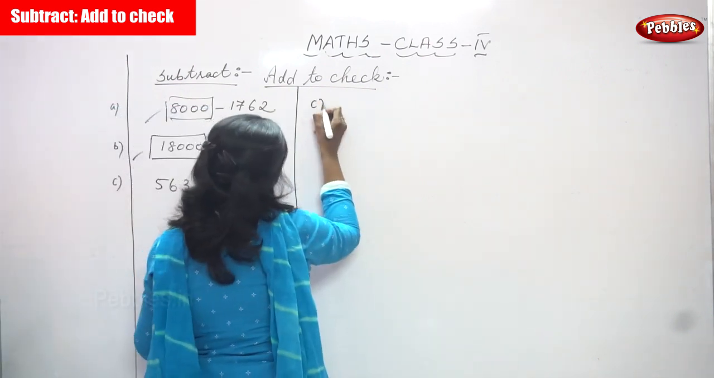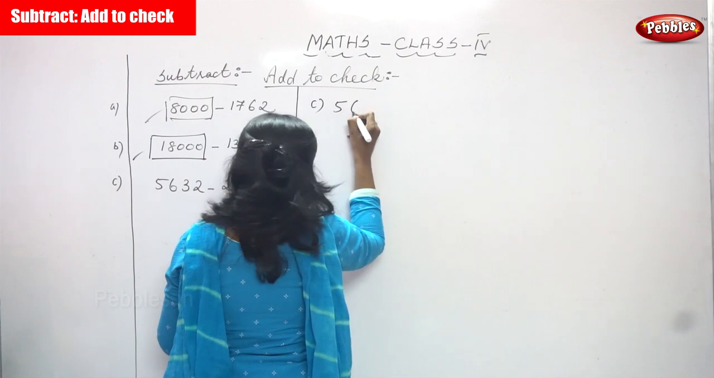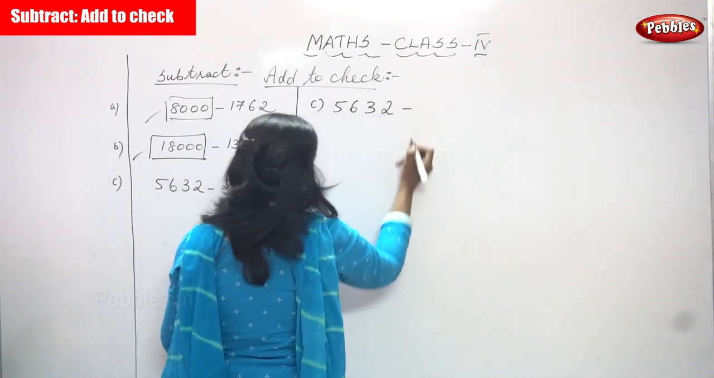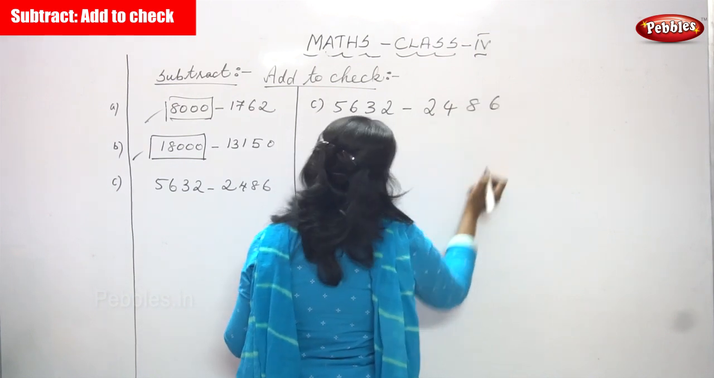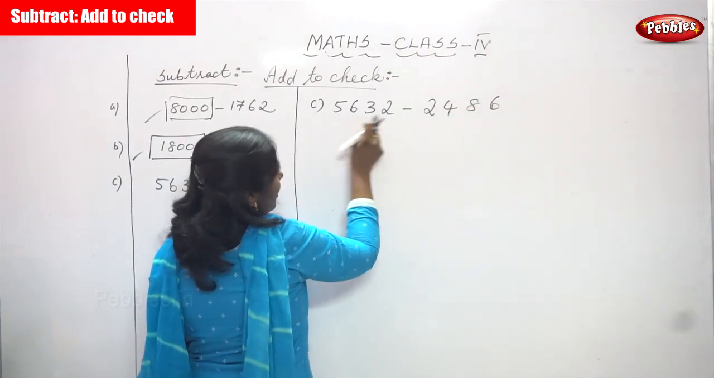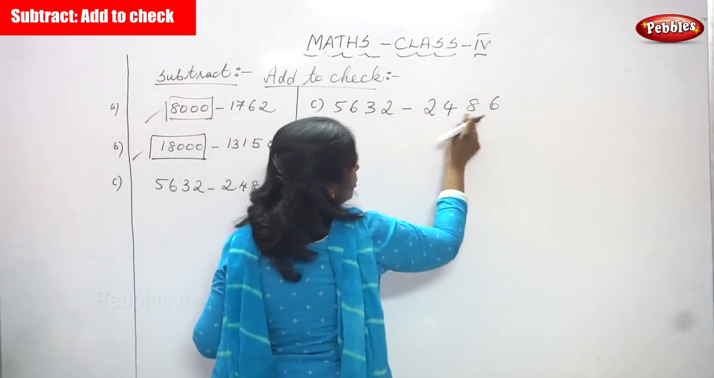Third sum, that is C sum. So 5632 minus 2486. So how many numbers? 1, 2, 3, 4. So 4 digits. It is also 1, 2, 3, 4 digits.